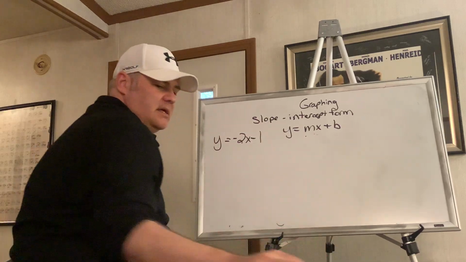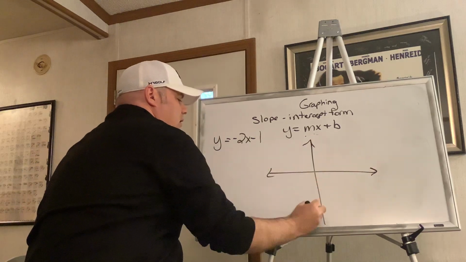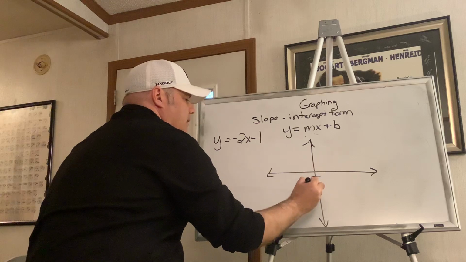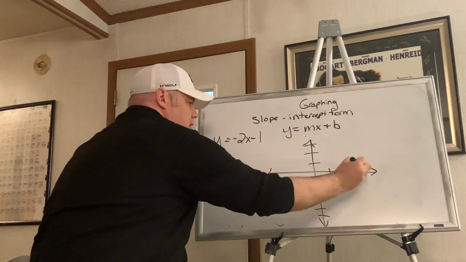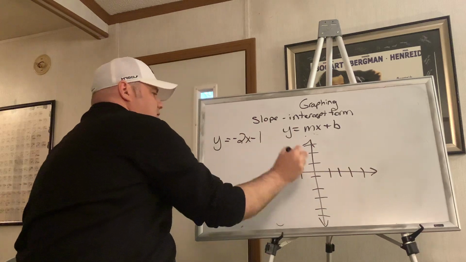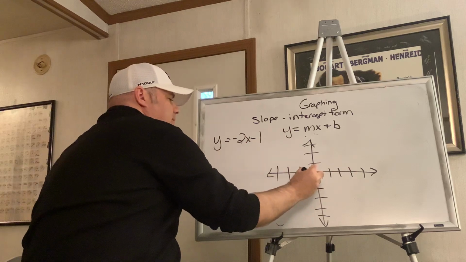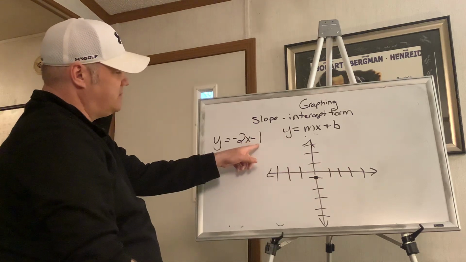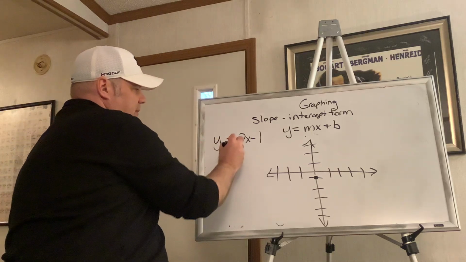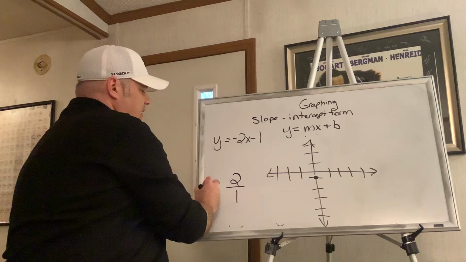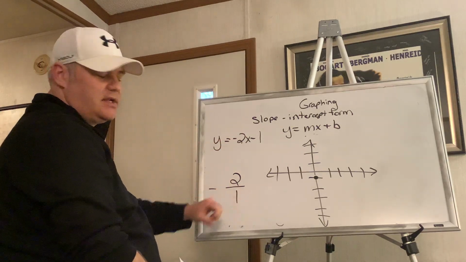Okay, so what that means is we're going to start at negative 1. Ooh, I really put a gap there. It's okay. So we're going to start at, let's clean that up a little bit. So I'm going to start at negative 1. Okay, that's my y-intercept. And my slope is, remember, we gotta make this a fraction, so it's negative 2 over 1. That's what my fraction is.